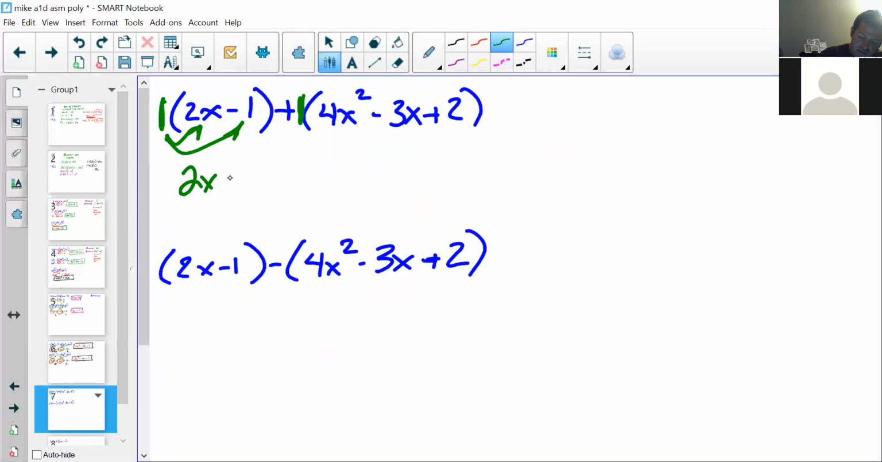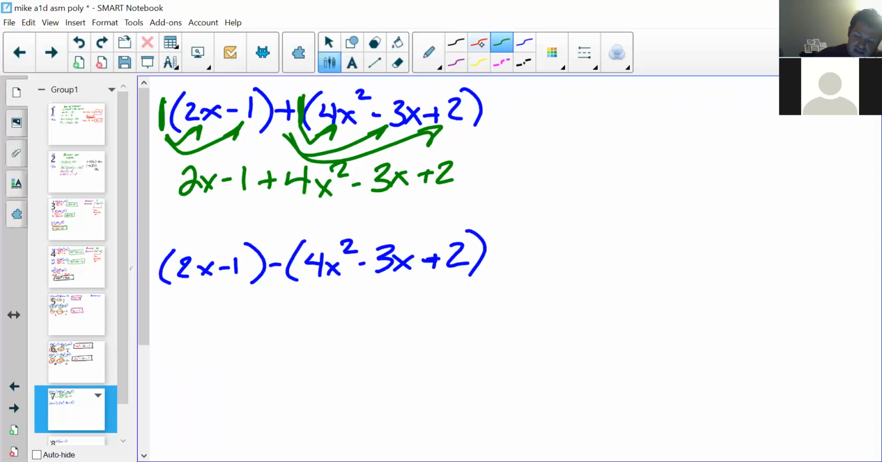Distributing that 1 here with the plus sign isn't the most terrible thing, because we're pretty much just jotting down the same exact thing that we saw in the parentheses. We look for like terms here. We like to look for the one with the biggest exponent first. I have a 4x squared, and it's the only exponent that has a 2. So I'll write that down first.